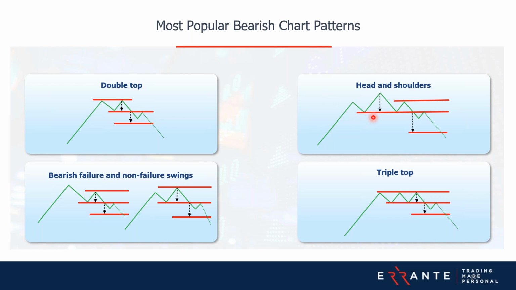And next is the head and shoulders pattern. I'm pretty sure that if you are a trader, you are familiar with this pattern. You know, this pattern is often considered one of the most reliable bearish reversal patterns. So it consists of a higher peak as a head, flanked by two lower peaks, the shoulders, one at the left and one at the right.